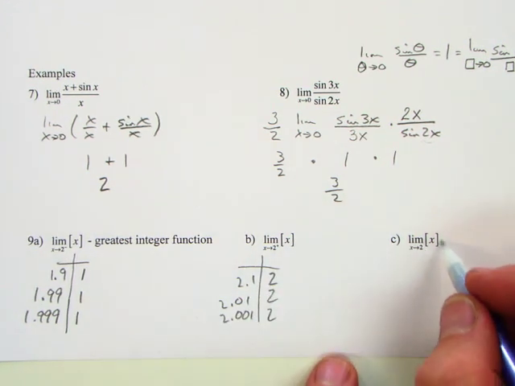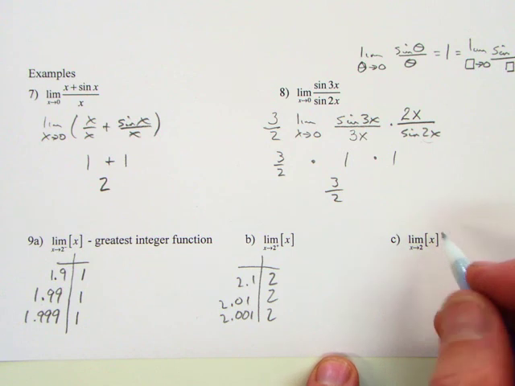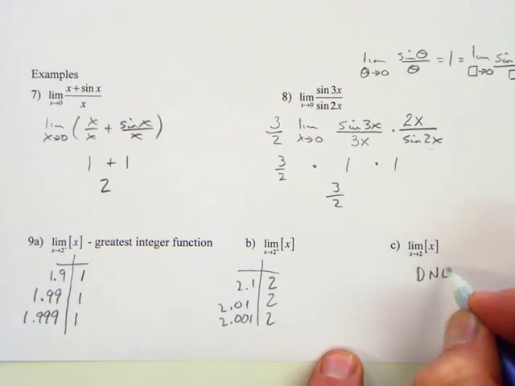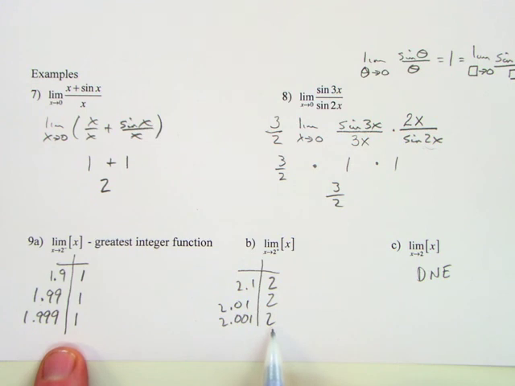So what is the limit as x goes to 2 of the greatest integer function? Does not exist. Why doesn't it exist? Because these two from both sides have to go to the same thing. Now, what's special about this? Can't we just plug it in? Because if you plugged it in, you will get a number, but there's a jump that's happening at that 2. So we need to look and see what's happening on both sides.